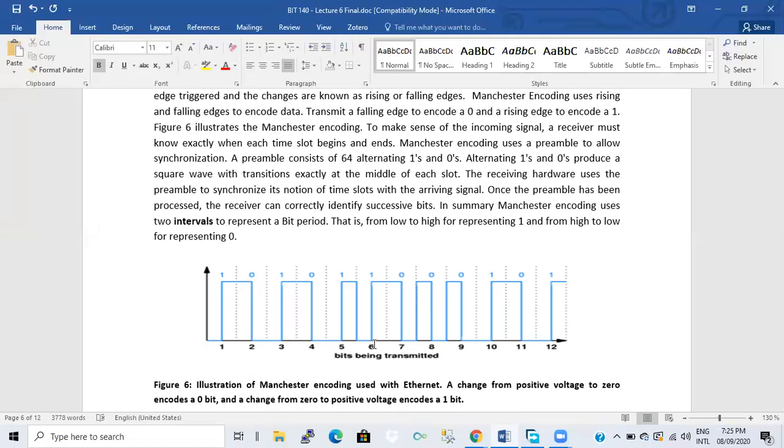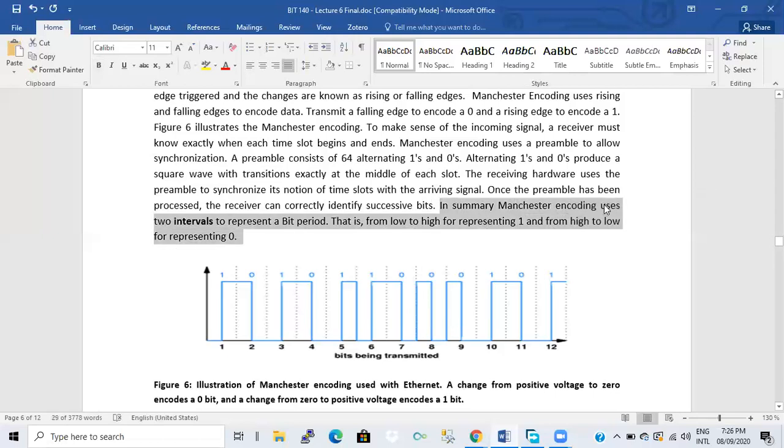In summary, Manchester encoding uses 2 intervals to represent a bit period. That is from low to high representing a 1, and from high to low to represent a 0. What do we mean? So we are saying in summary, this is, let me even highlight.